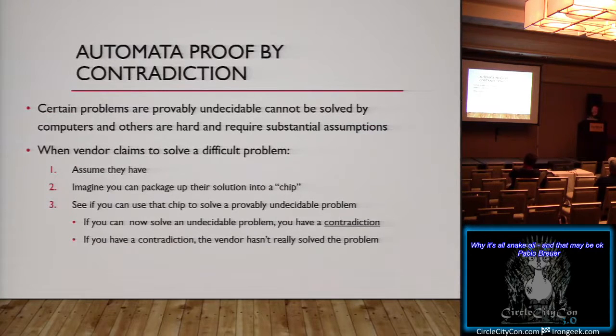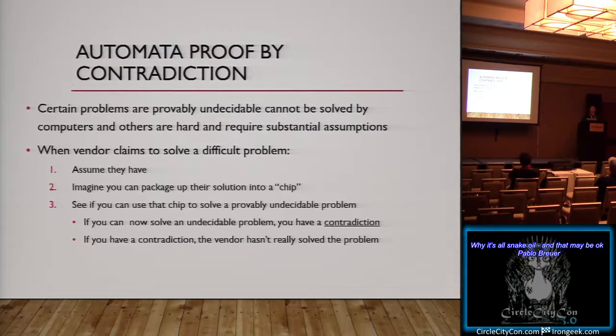So why is this useful? Well, certain problems, like the halting problem and the traveling salesman, are either provably undecidable and can never be solved by automation, or they're hard. And you should recognize those. So when a vendor comes to you and says, hey, look, I've solved this hard or impossible problem, here's how you tell them that they're full of it.